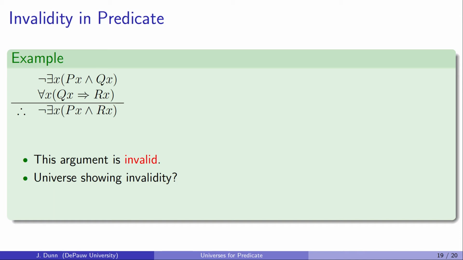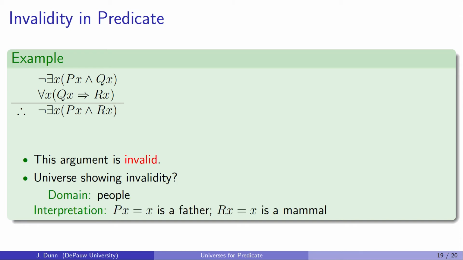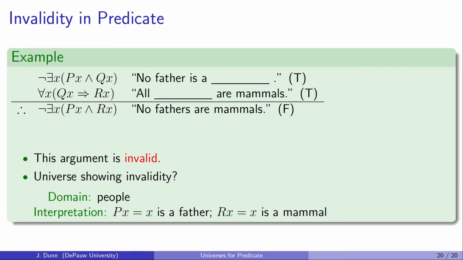That is, what we've got so far is this. We've set our domain to people, we've let Px mean x is a father, and Rx mean x is a mammal, and we can see that that's going to make our conclusion false. So let me fill in what these say now. We see that the conclusion says no fathers are mammals, and that's false because some fathers are mammals.